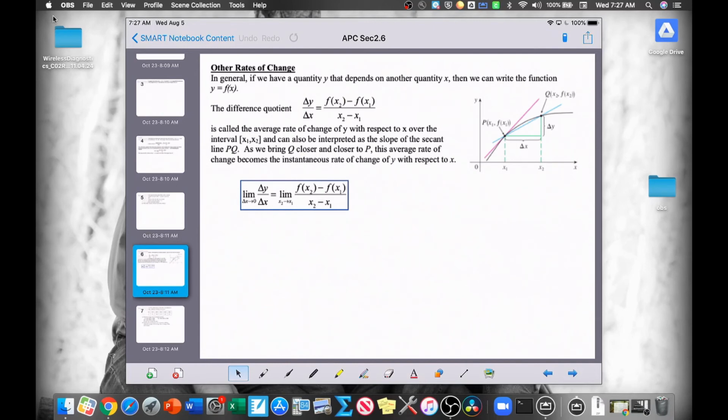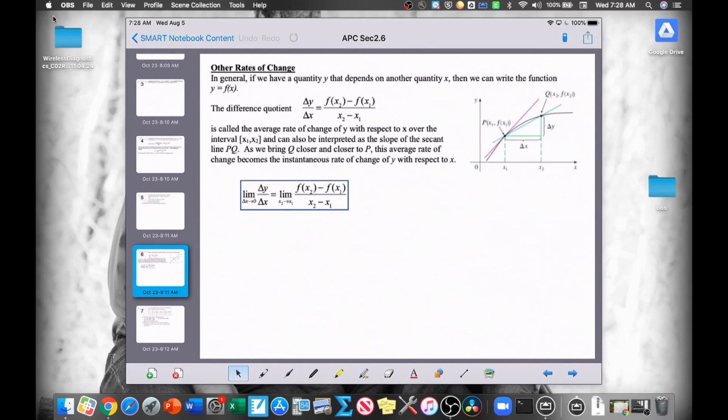In general, if we have some quantity y that depends on another quantity x, some mathematical relationship where we have a function that represents that input getting plugged in and then becoming an output, we could use this difference quotient to find the average rate of change between 2 points on the function. And the picture here on the right-hand side illustrates this. Here we have our points P and Q again.